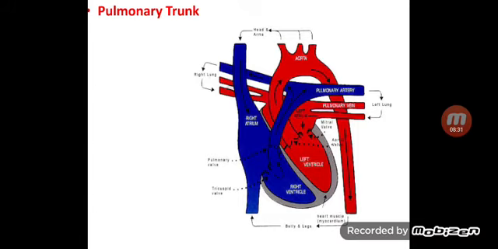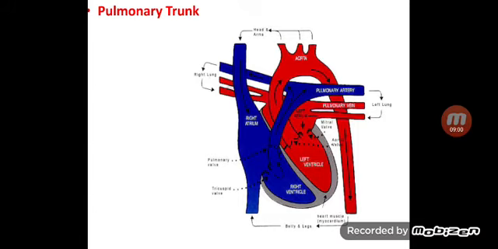It ends in the concavity of the aortic arch. If you look at this slide, you will see that it ends in the concavity of the aortic arch. It ends by dividing into 2 branches: the right pulmonary artery that enters the right lung and the left pulmonary artery that enters the left lung.